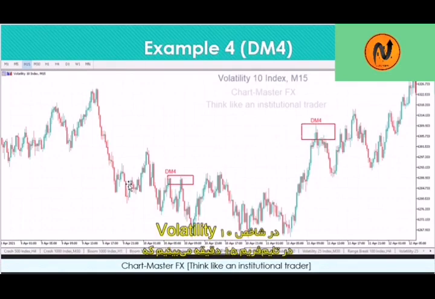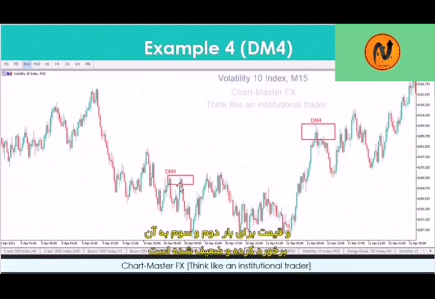On example number 4 here, volatility 10 index on M15, you can see, guys, that we have a DM type 4 here, where we have two bullish candlesticks to the upside, and we have this candlestick that actually engulfed these two candlesticks, and it was able to formulate DM type 4. And you can see that, guys, when the price came back to that decision point, it was able to hold the price.